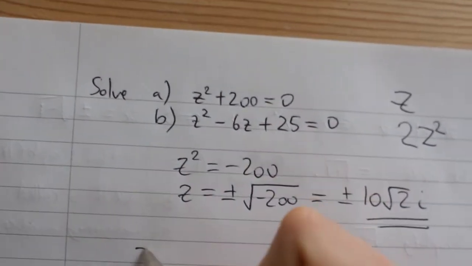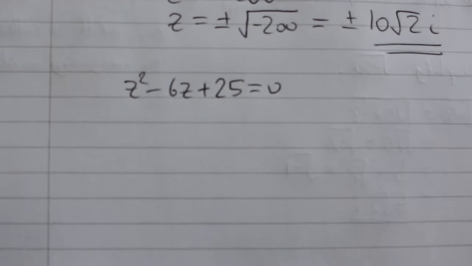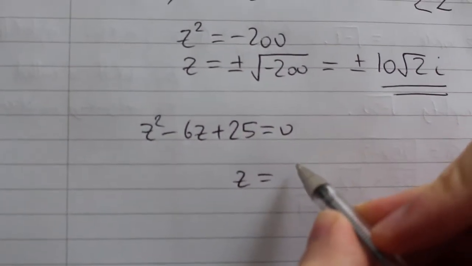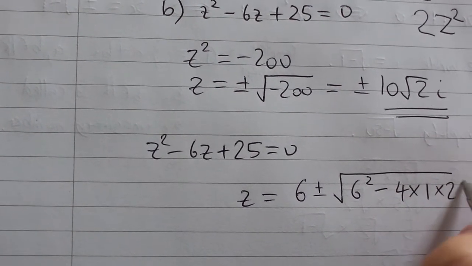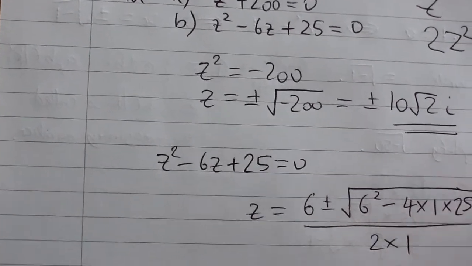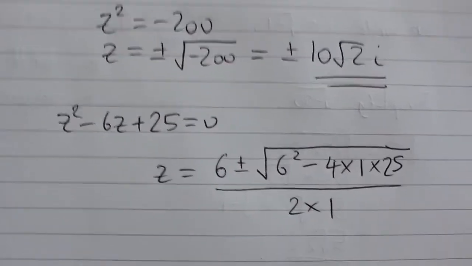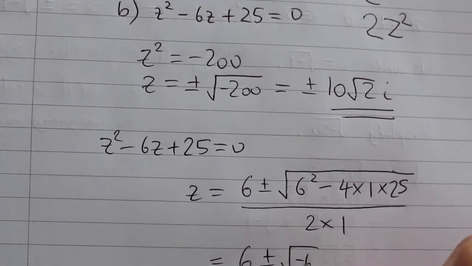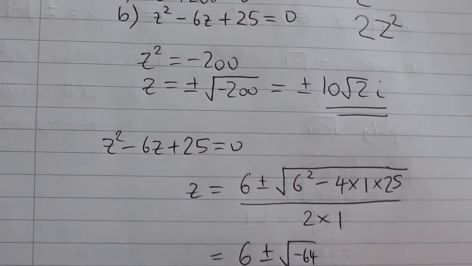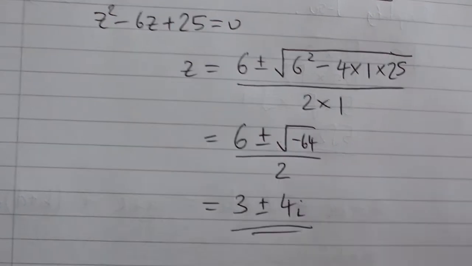Okay, and then part B, there are a couple of different ways we could solve this. Factorising is generally quite difficult over the complex numbers, so we won't try that. But possibly the easiest way is just to use the quadratic formula. So by the quadratic formula, z is 6 plus or minus the root of 6 squared minus 4 times 1 times 25, over 2 times 1. So notice now the discriminant, the thing inside the square root, is negative. So obviously there aren't going to be any real solutions, but there will be two complex solutions. If we simplify this, 36 take 100 is minus 64, all over 2. So 6 over 2 is 3. And then root 64 is 8, so this is going to be 8i over 2, which is 4i. So the two roots are 3 plus or minus 4i.